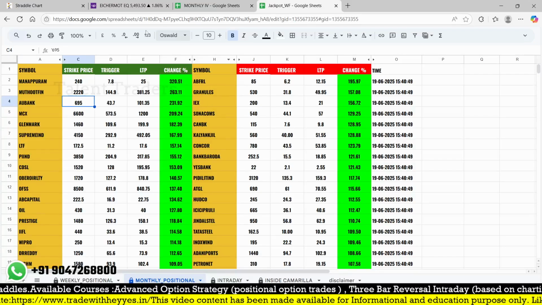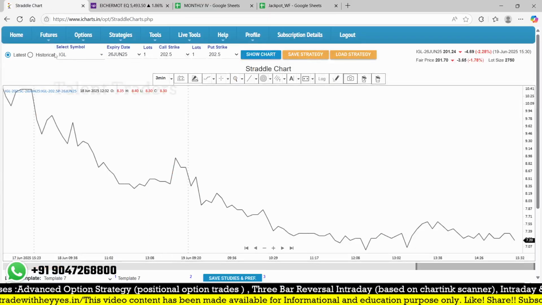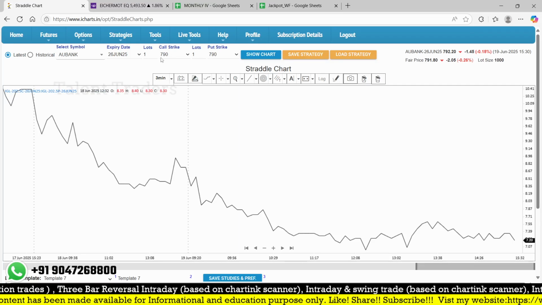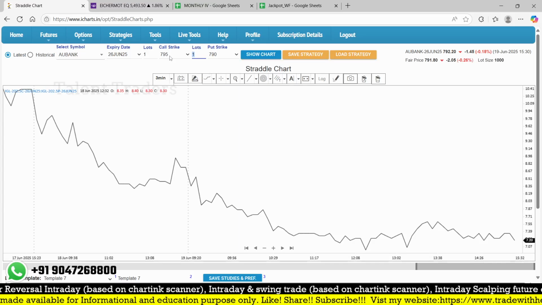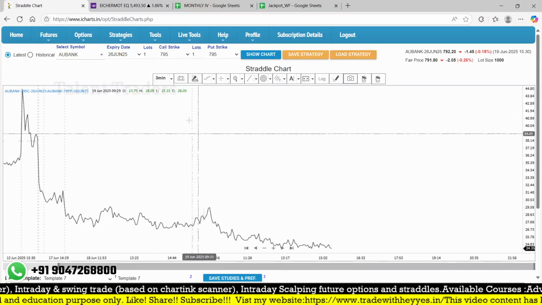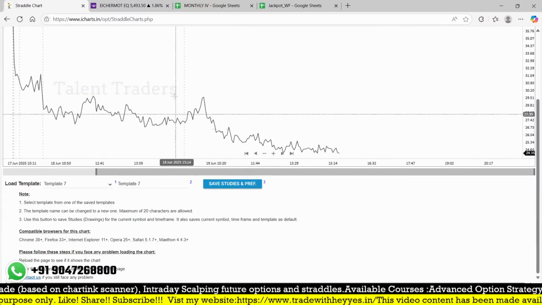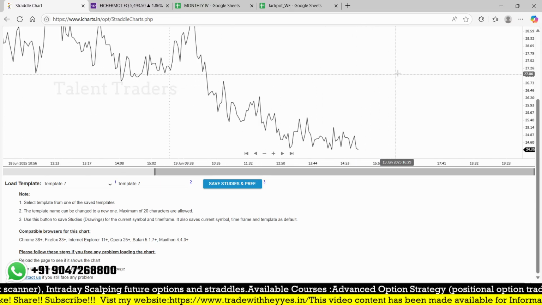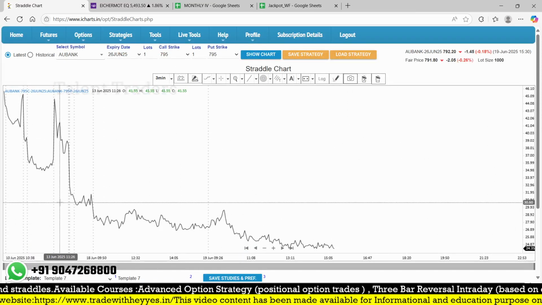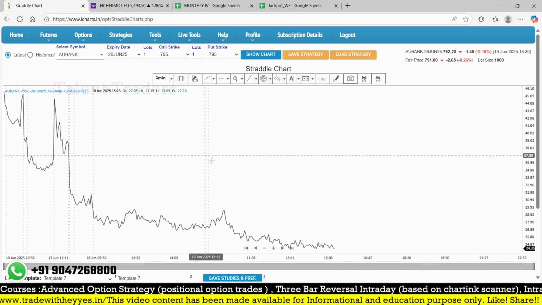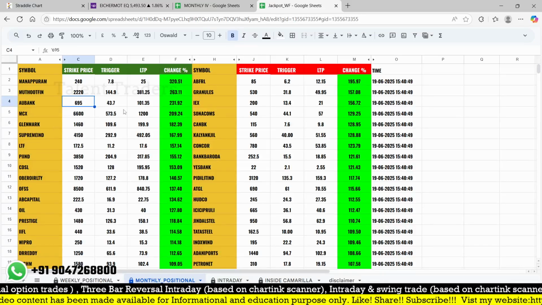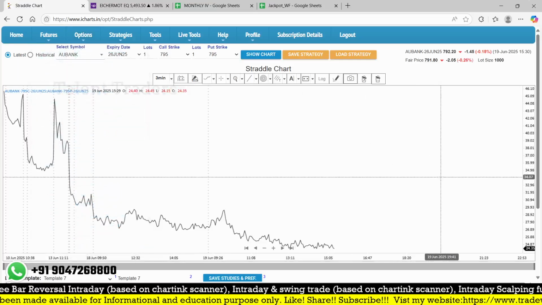695 is our strike price. Maybe we can go with 694 or 700. So let me update AU Bank here to track our straddle strategy, 690 or 695 as per our strike price selection. You can look at how this particular straddle looks here. It is a 3 minute chart, so you can also change the time frame. Here we are looking at a directional one, so let me check AU Bank 700 or 695.